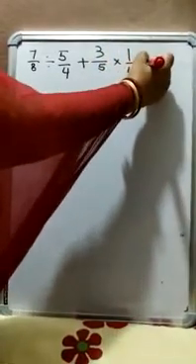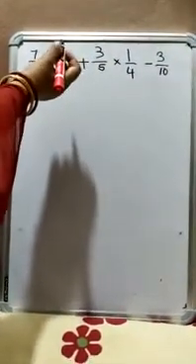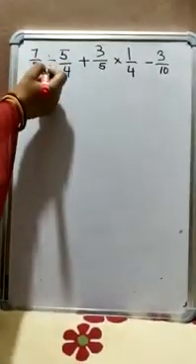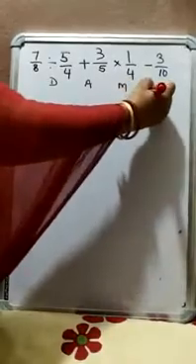So here all of you see this numerical expression involving fractions, like 7 by 8 divided by 5 by 4 plus 3 by 5 into 1 by 4 minus 3 by 10. There is more than one mathematical operation. This is division, this is addition, this is multiplication, this is subtraction.